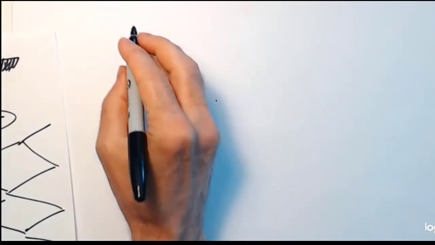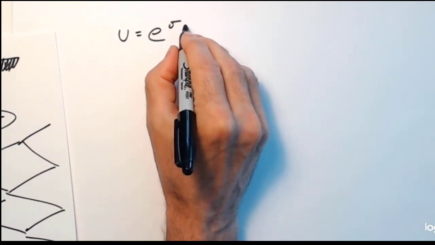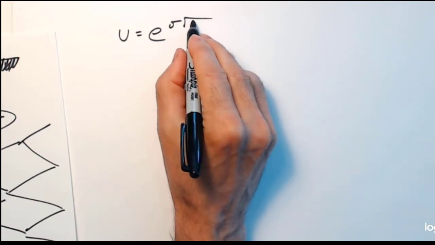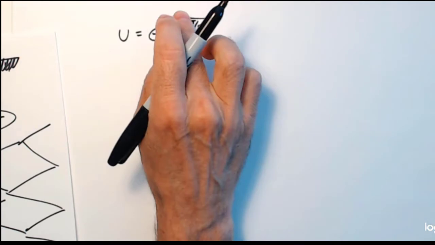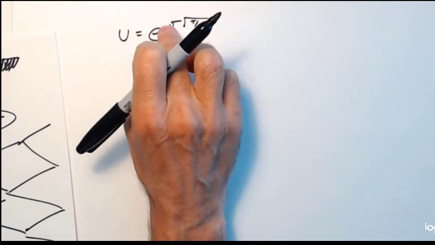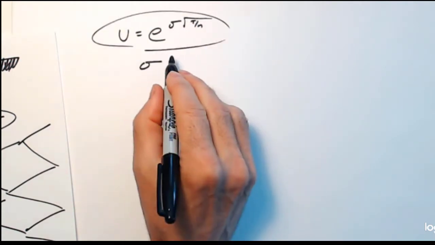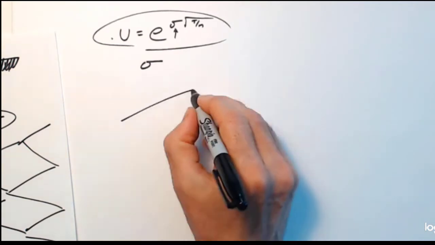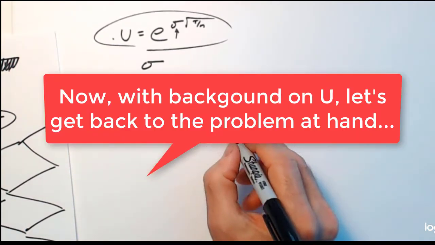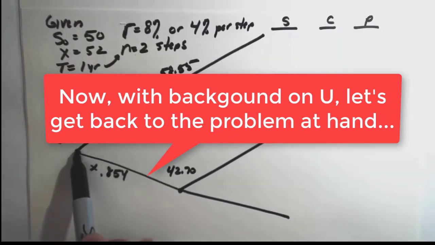So to reiterate even more, if I give you a U, it implies a sigma, and you have to have the T over N, so you have to know that to solve the problem. So this will be given. And if I give you a U, you can solve for sigma. If you're given a sigma, you use this formula, plug the sigma in, and you can calculate U. And once you have U, you can start doing your up and down movements. I hope that helps.